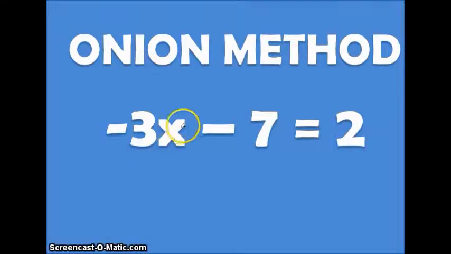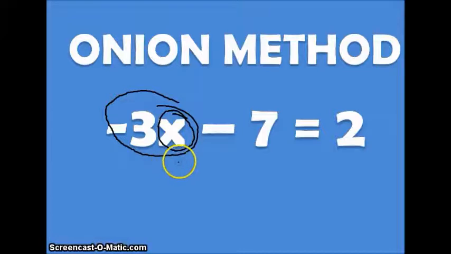Now remember, x is our innermost part, right? We're trying to get x by itself. So that's the inside of the onion. What is directly attached to this x? This negative 3, right? So I'm just going to put another layer around this negative 3. Now we have our second layer of that onion.